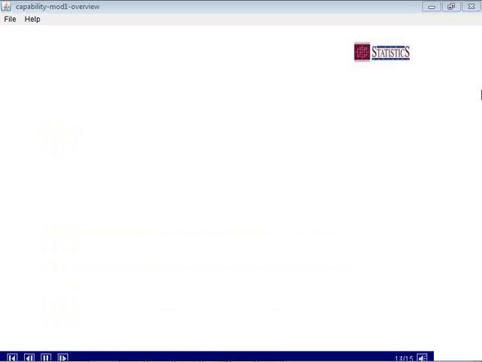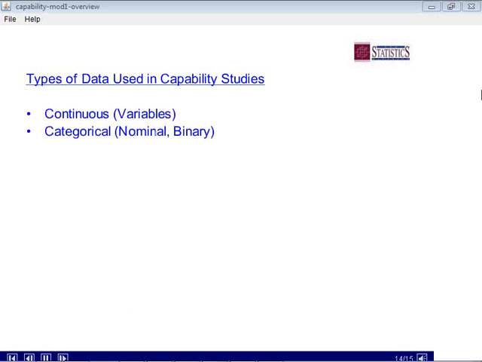So what are the types of data that we're going to be considering for our capability studies? Well, continuous data, also called variables data. Let's say if we're monitoring the amount of time that it takes, then it could be time in minutes or days, something like that. It could be measuring something and we're looking in terms of inches or millimeters or kilograms or pounds, depending upon what kind of a scale it is that you want to employ.